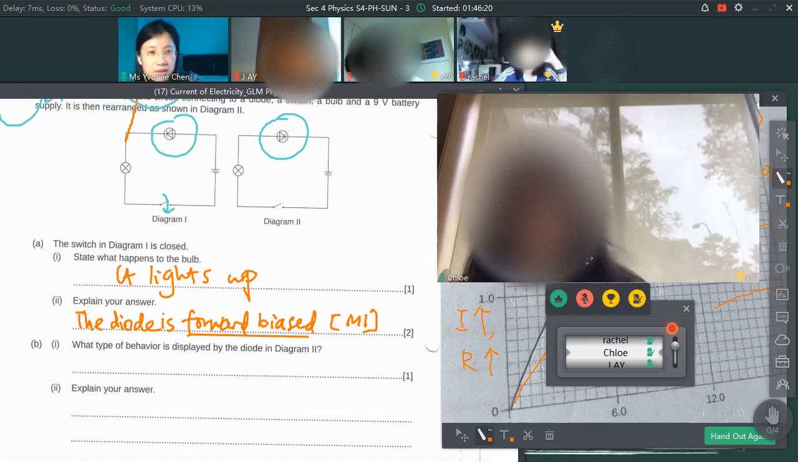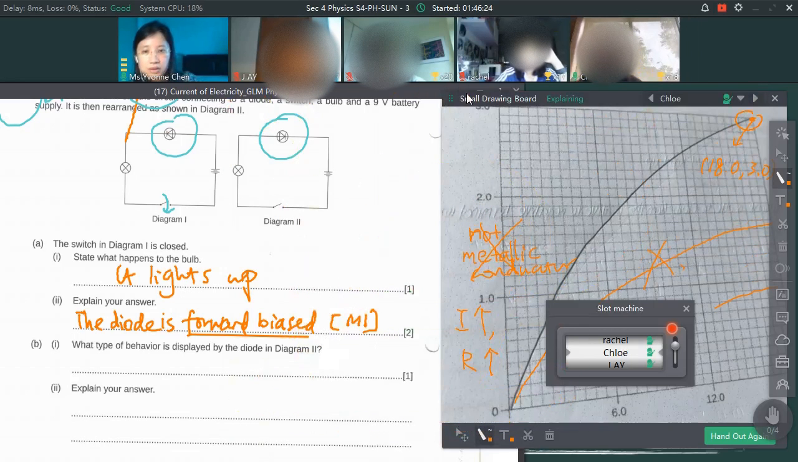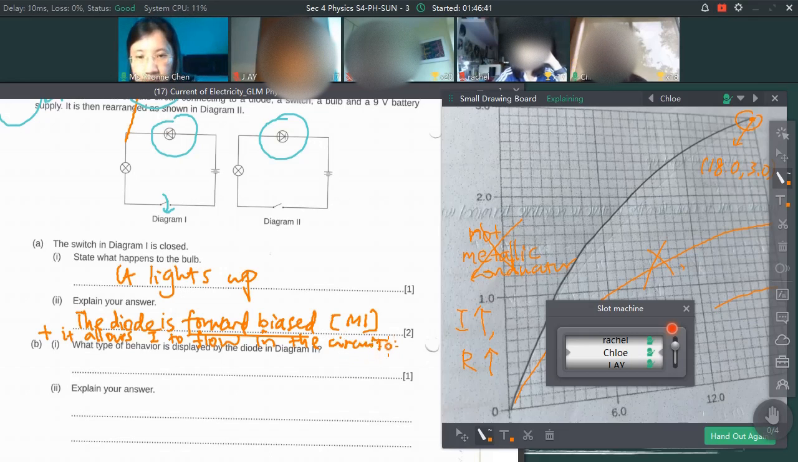Okay, thank you. So it allows current to flow, plus it allows current to flow in the circuit. Thank you. And for part B, what type of behavior is displayed by the diode in diagram 2?